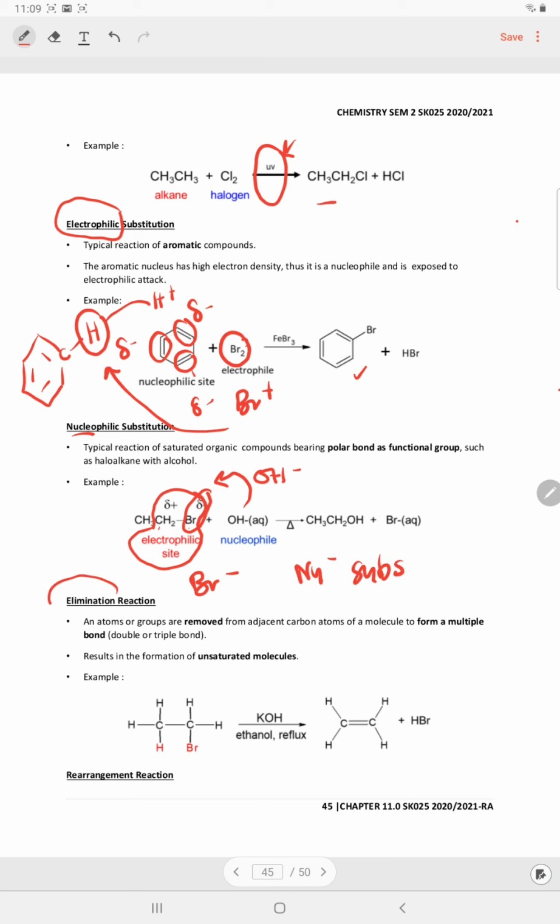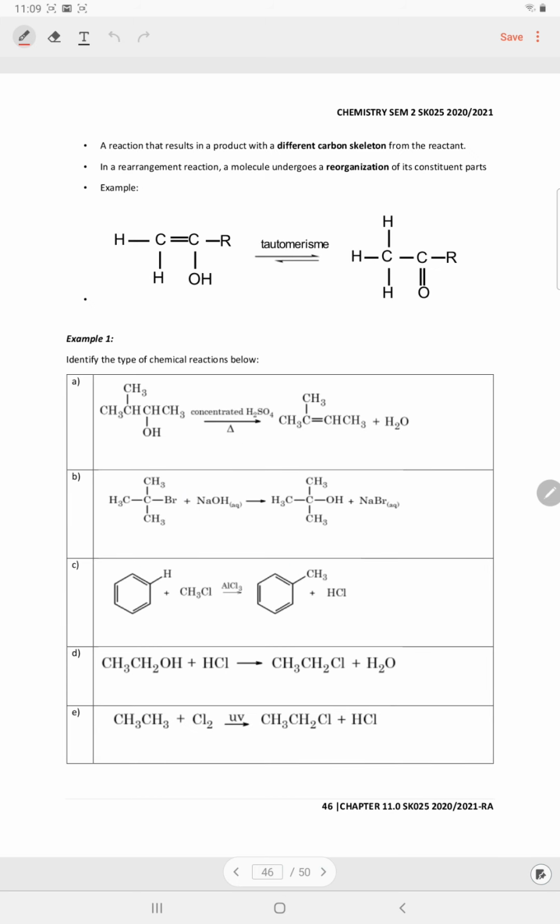So if the process is elimination, it means all the single bonds here will become a carbon-carbon double bond. So for the last, if the process involved is rearrangement, the number of atoms is the same but they are in a different carbon skeleton, which means we rearrange them again. So from the carbon-carbon double bond, we rearrange to become C double bond O. So this is the rearrangement process.